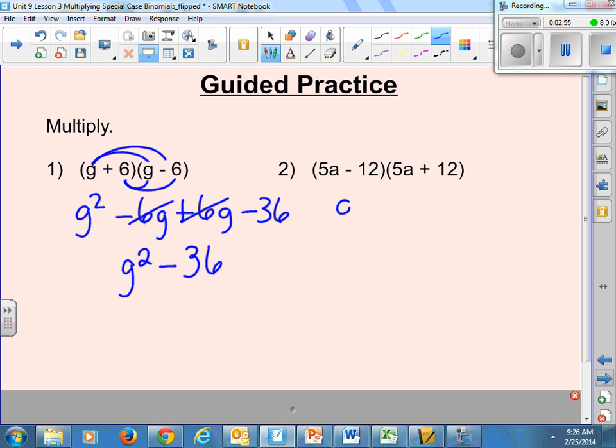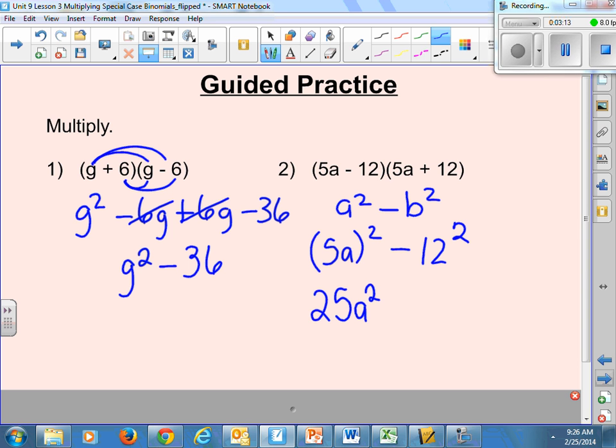And this time, for number 2, let's try to use the rule that we just talked about. We're going to square the first term, we're going to square our second term, and we're going to have the minus sign in between. So that's going to be (5a) squared minus 12 squared. So (5a) squared is 25a squared, minus 12 squared is 144. So that's the same thing as using the distributive property. If you notice the difference of two squares, you can just use that method.